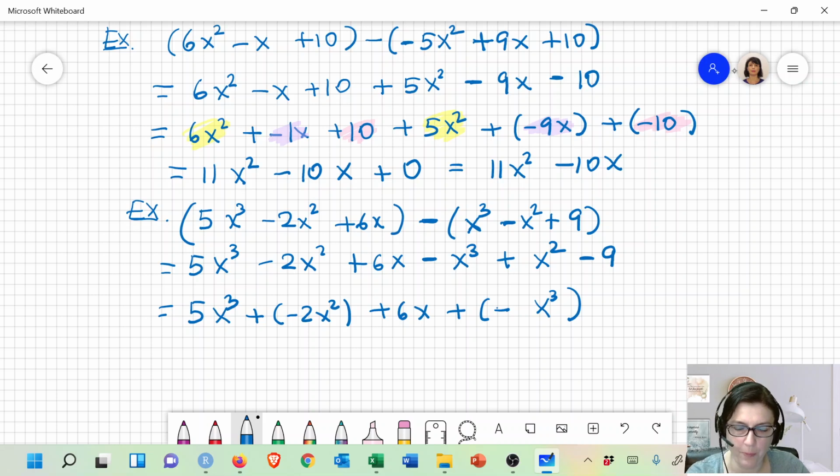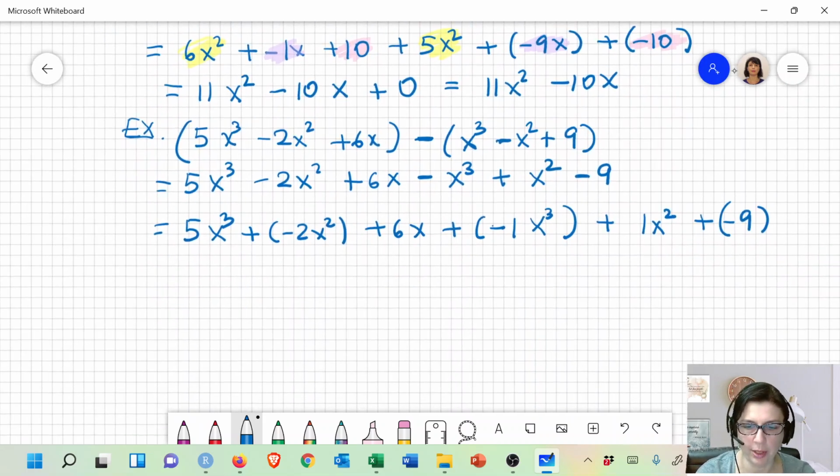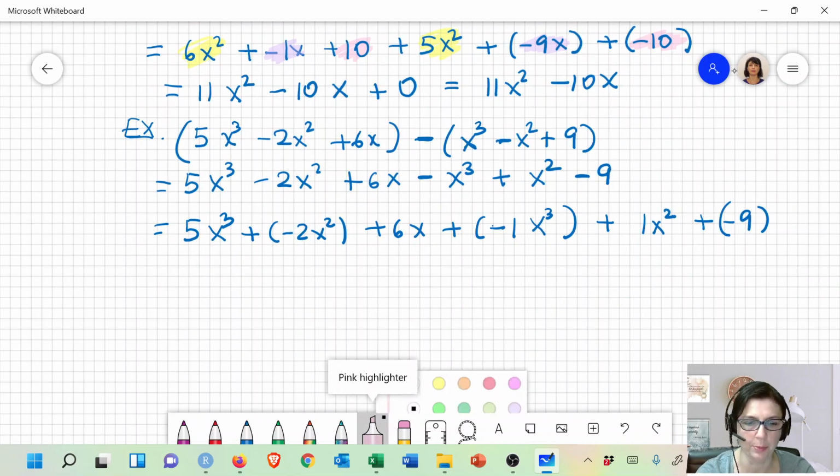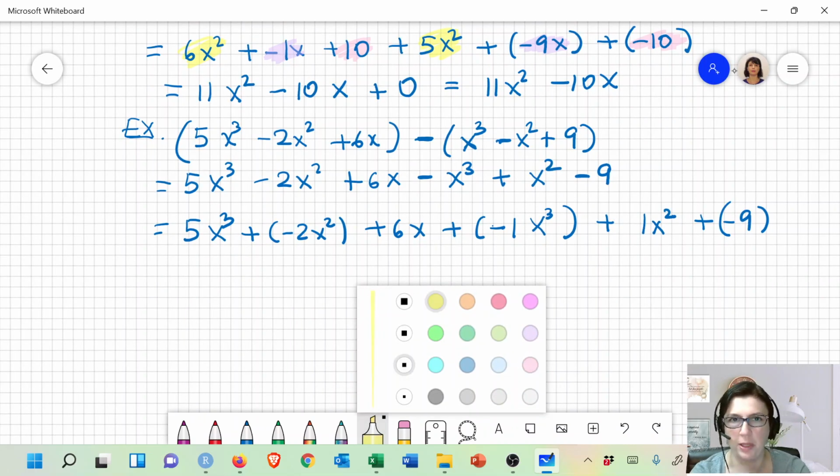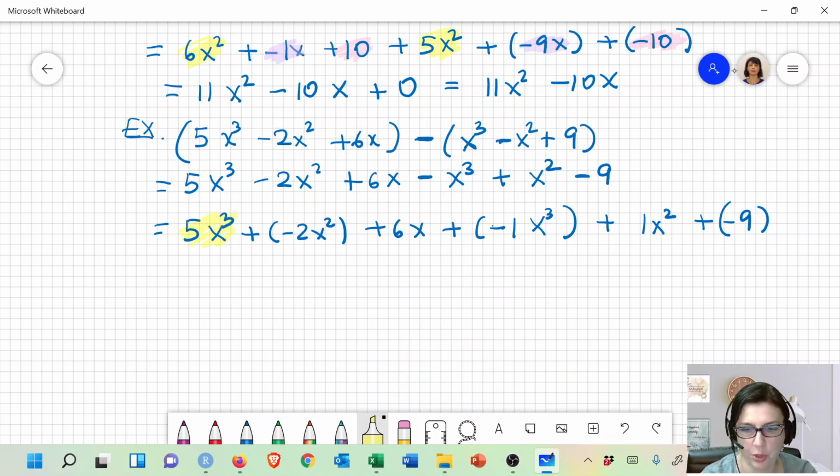Now also, the x cubed has no number in the front, so I'm going to put a 1. Same thing with x squared. It has no number, so I'm going to put a 1 there, okay? And then minus 9 would be plus negative 9. Okay, so what are the similar terms? Remember that only similar terms are combinable. Like you cannot combine x cubed and x squared terms. They're not like terms, right? So like apples and oranges here.